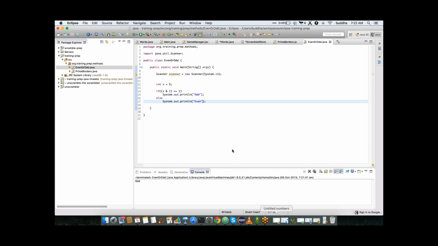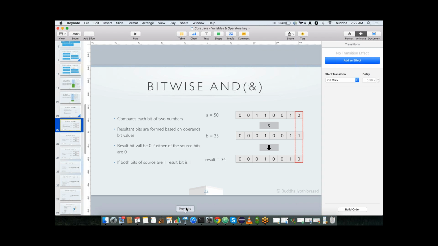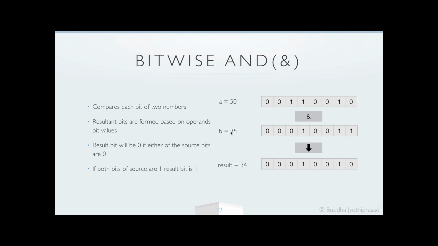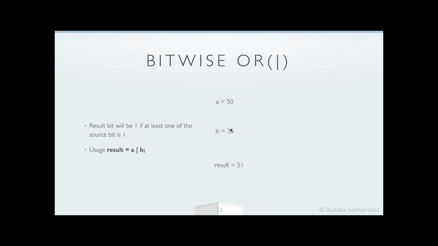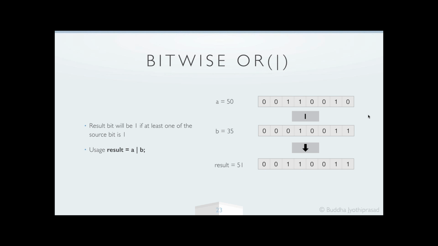Now, let's go to the other operator. Bitwise OR operator. The bitwise OR operator also works on bits, and as you can guess from the name OR, if one of them is 1, the result will be 1. So now imagine the same case. Because this is 1, the result will be 1. Because both are 1, the result will be 1. Both are 0, so the result will be 0. Both are 1, result is 1. First one is 1, so result will be 1. So the resulting value will be 51.